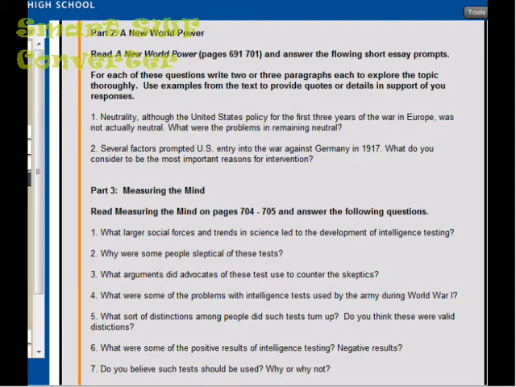Okay, let's begin with the first question. Neutrality, although the United States policy of the first 3 years of the war in Europe was not actually neutral. What were the problems in remaining neutral? Well, America's intervention in World War I led to the Allied victory. It was found to be incredibly hard for America to stay neutral after Germany ignored several warnings issued by the U.S. It was Germany's defiance that eventually brought us in, of course, the sinking of the Lusitania and then the Zimmermann Note or Zimmermann Telegram.